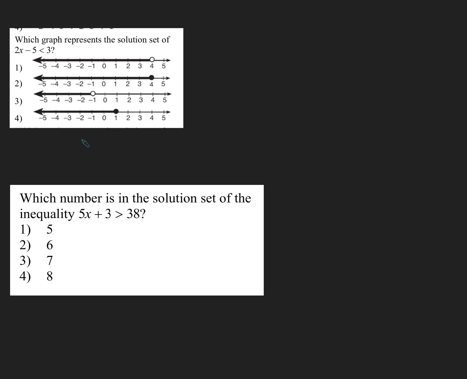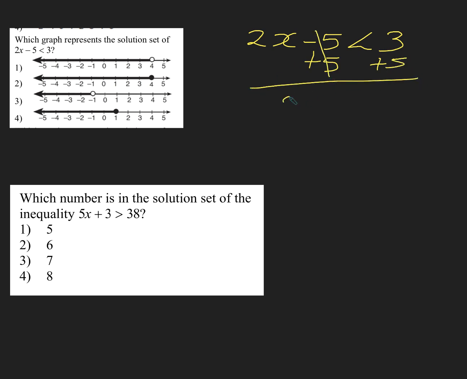Here are 2 multiple choice problems that you may see on your TASC examination. Sometimes you must just solve the inequality. Here it states which graph represents the solution set of 2x minus 5 less than 3. Just go on the side and solve it. 2x minus 5 less than 3. This is a 2-step. Add 5 to both sides. 2x is less than 8. Solving for x, divide both sides by 2. So x is less than 4. Because it's less than, your circle will be open. So we can eliminate number 2.